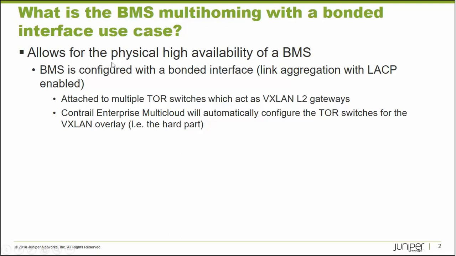So the bare metal server has two interfaces. In our case it's two, but it could be more, and those interfaces will attach to two different top of rack switches. Those top of rack switches will act as VXLAN layer 2 gateways. And the main benefit of using Contrail Enterprise Multicloud is that it will automatically configure those top of rack switches for the VXLAN overlay, which is the hard part of the whole thing.